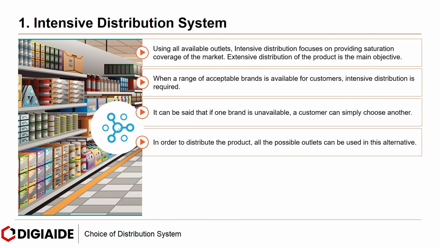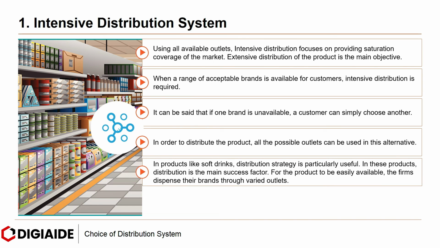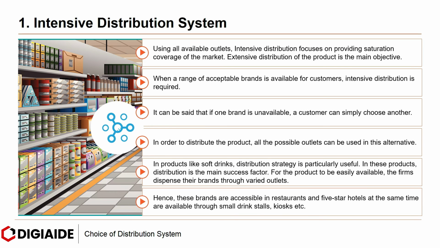In order to distribute the product, all the possible outlets can be used in this alternative. In products like soft drinks, this distribution strategy is particularly useful. In these products, distribution is the main success factor. For the products to be easily available, the firms dispense their brands through varied outlets. Hence, these brands are accessible in restaurants and 5-star hotels, and at the same time are available through small drink stalls, kiosks, etc.